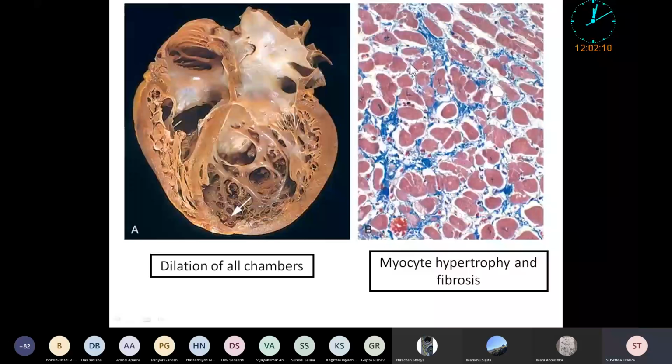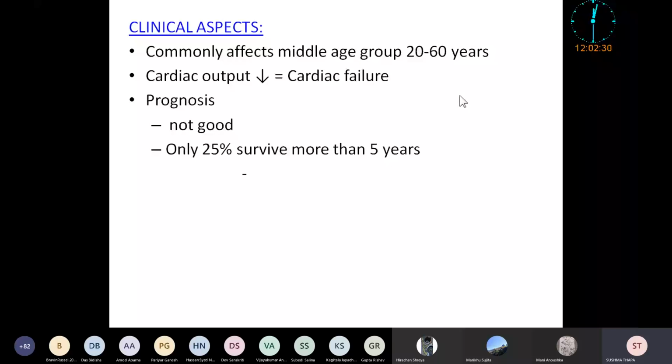Okay, you can see the hypertrophy of the cardiac muscles, and there is a variable degree of fibrosis, which is demonstrated by the special stain, which is blue in color. Fibrosis, collagen fibers are blue in color. Okay, these are all collagen fibers.